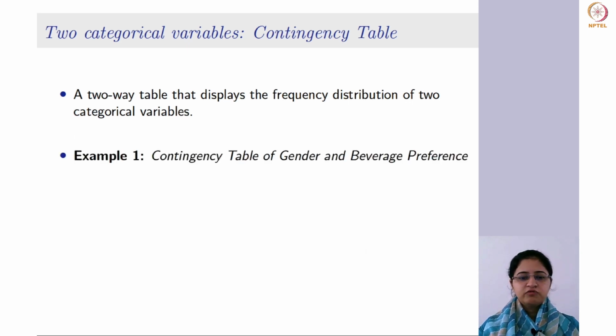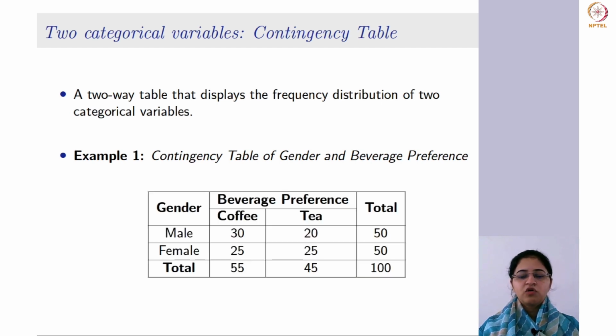For instance, if you want to draw a contingency table of gender and beverage preference, then gender also is a categorical variable with categories as males and females, and for beverage preference also you can have the categories as coffee and tea. So on this side, if you see, the first column over here is for gender and the 2 rows over here correspond to males and females. Next, you have the beverage preference on top. In the columns, you have these coffee and tea. And then within this, you have the counts corresponding to each combination.